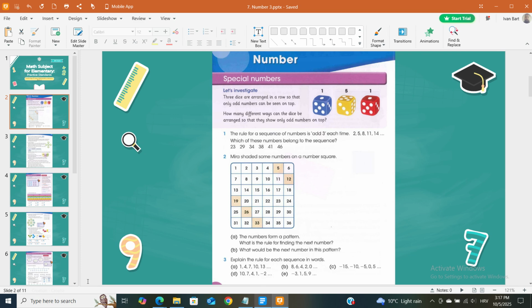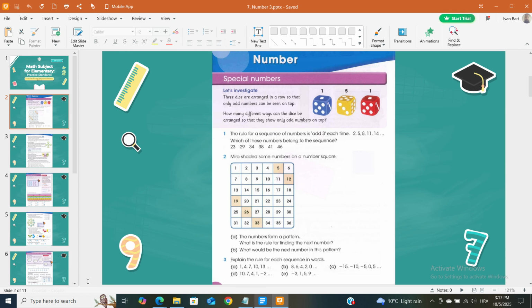(a) The numbers form a pattern. What is the rule for finding the next number? (b) What would be the next number in this pattern? 3. Explain the rule for each sequence in words.